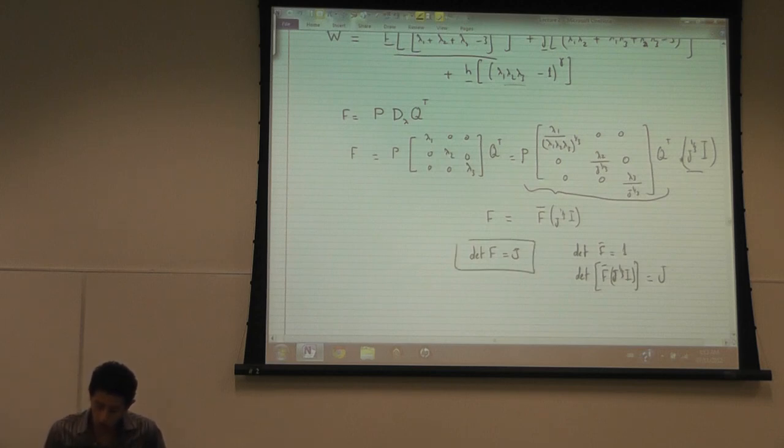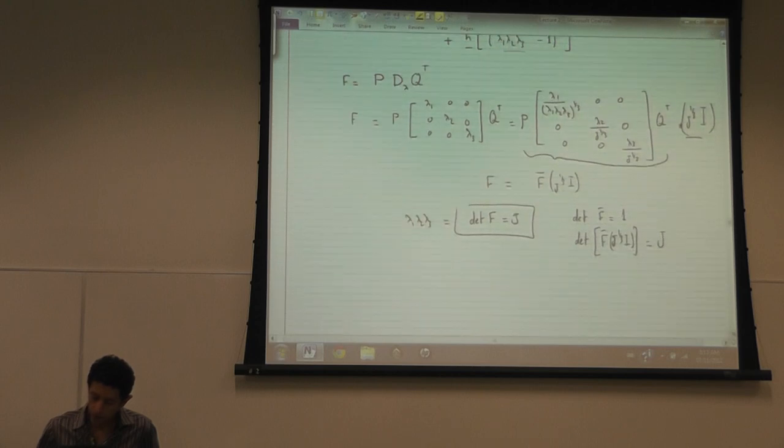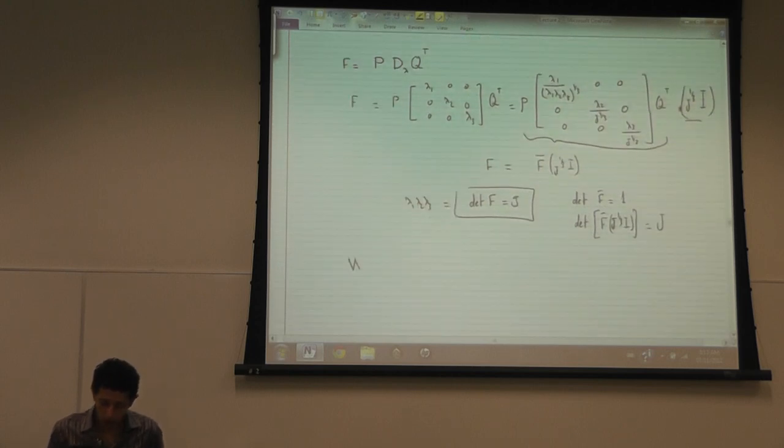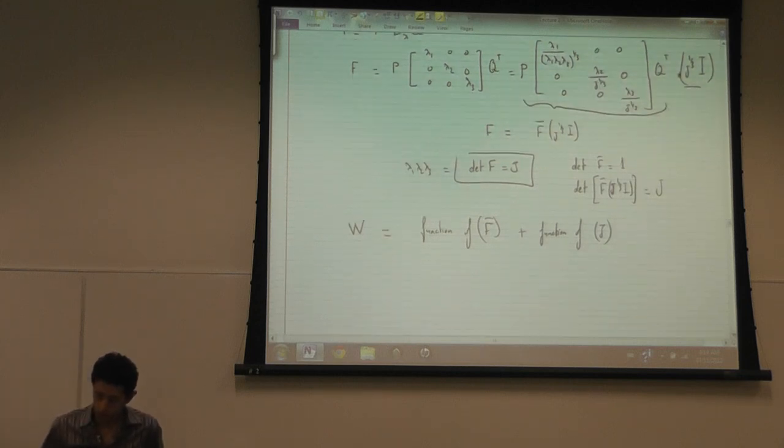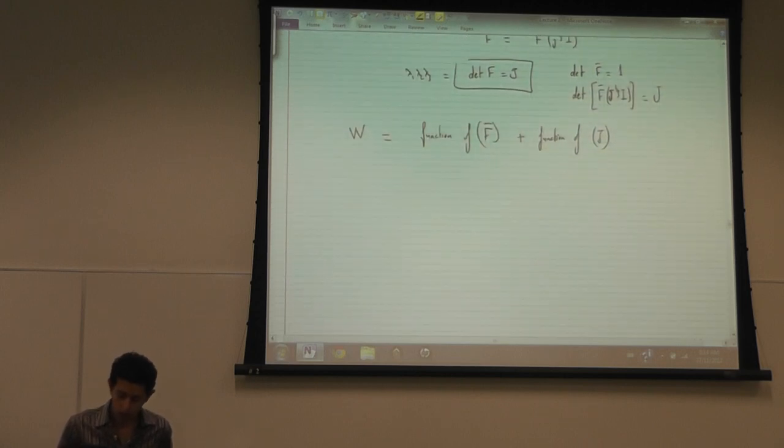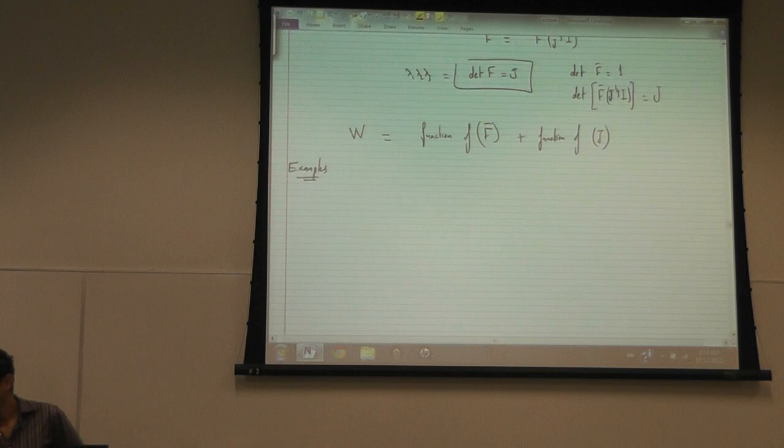J is the determinant of F, which is equal to lambda 1, lambda 2, lambda 3. And after doing this, I'm going to say that W is equal to two terms: a function of F bar plus a function of J. And there are many examples of such functions, and they're the ones, actually, if you're doing any finite element analysis modeling using Abaqus, that appear in the software.